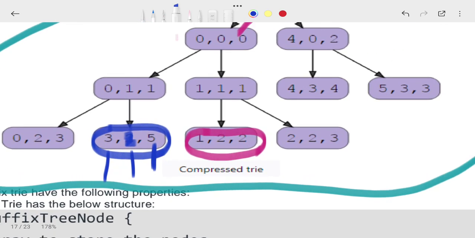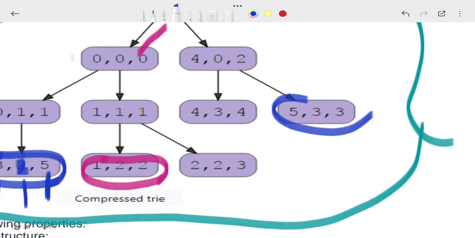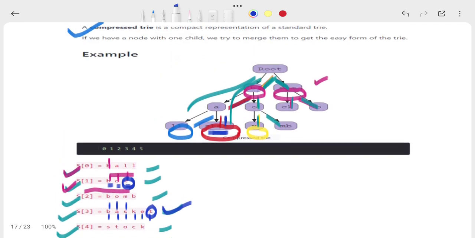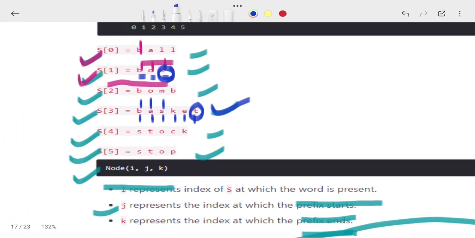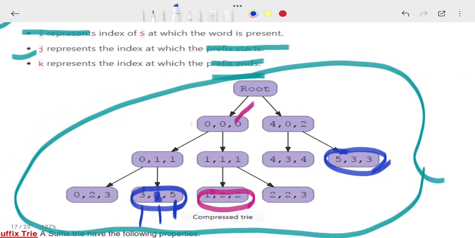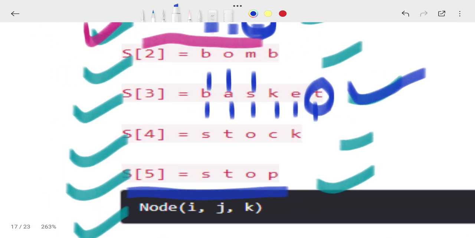Still you are not able to understand, again I am explaining this one. 5, 3, 3. What is this? Now see here, 5, 3, 3 means what actually? This is stop. My fifth is stop. So I have written 5 because my stop is placed at 5, STOP.